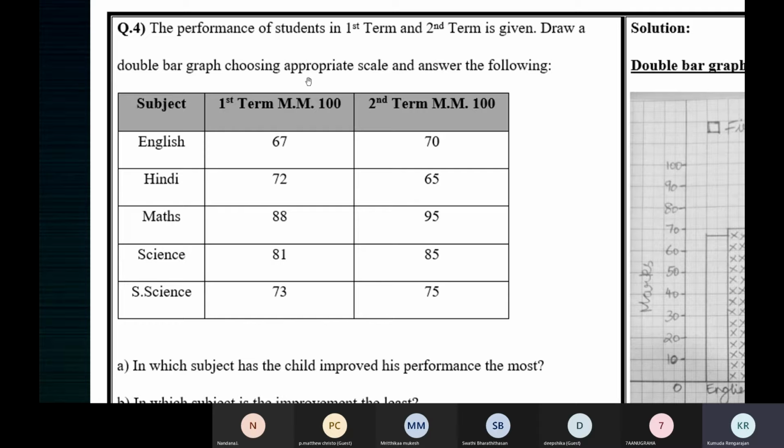We need to choose an appropriate scale and draw the double bar graph. Represent this information using a double bar graph.